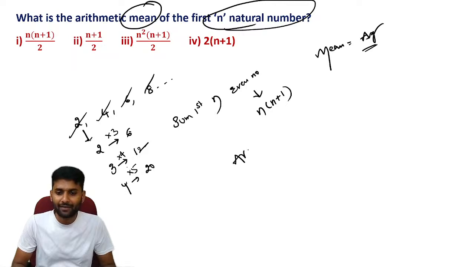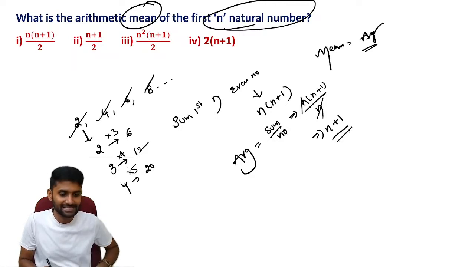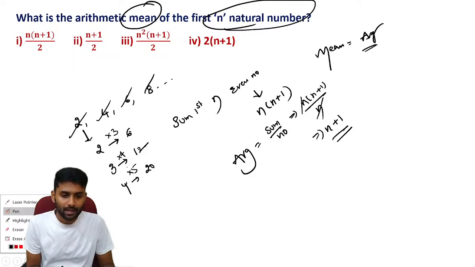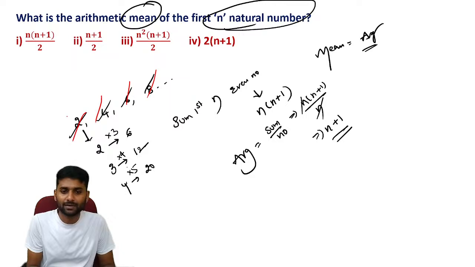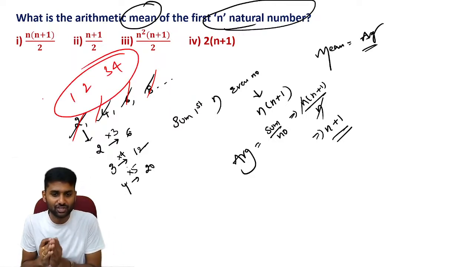But if you want average, average is all about sum divided by number. Here sum formula is n into n plus 1, and here we have n numbers. If you cancel, average of first n even numbers is n plus 1. Now, same information, guys. If you divide every number by 2, you will get 1, 2, 3, 4. 1, 2, 3, 4 is all about natural numbers.